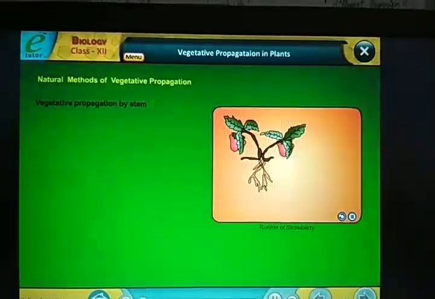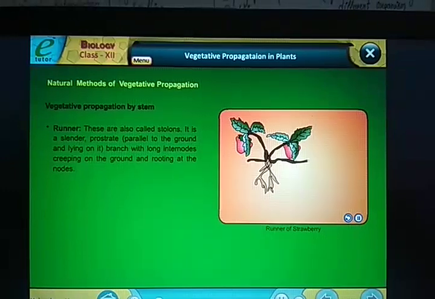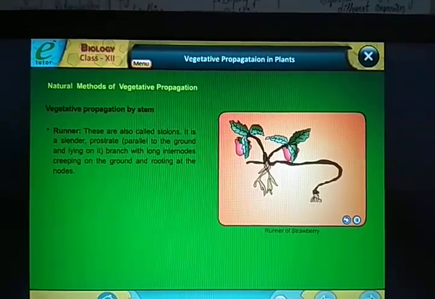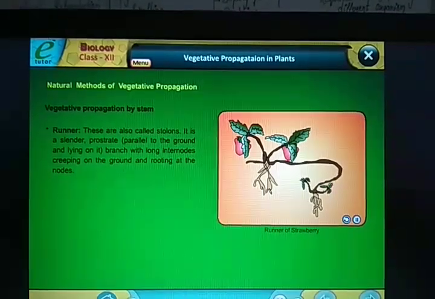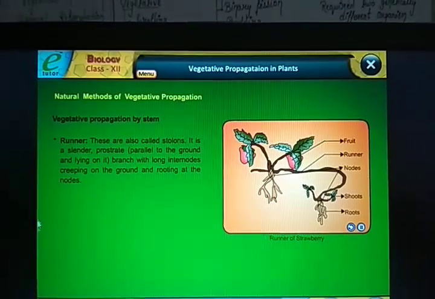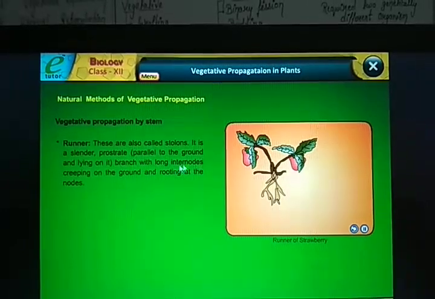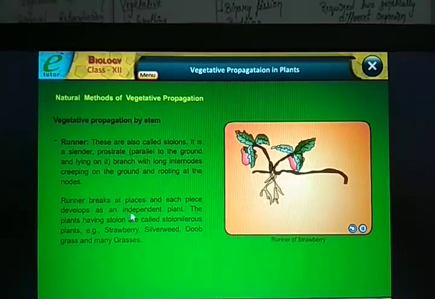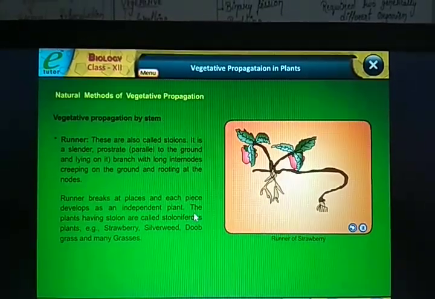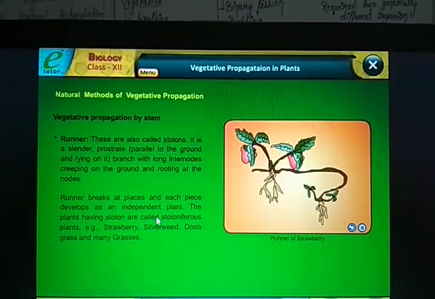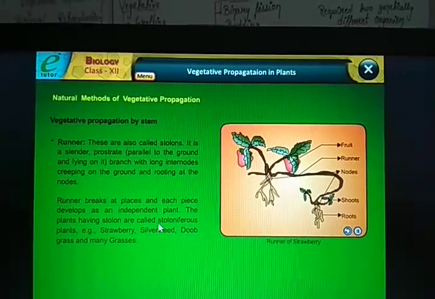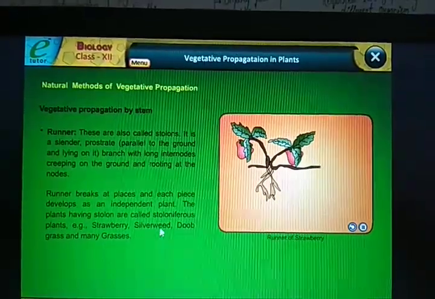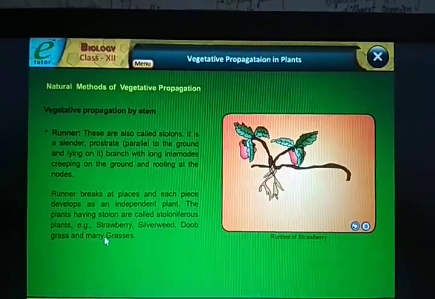The next slide. Runners. These are also called stolons. It is a cylindrical, prostrate branch with long internodes creeping on the ground and rooting at the nodes. A runner breaks at places and each piece develops as an independent plant. The plants having stolons are called stoloniferous plants. For example, strawberry, silverweed, doob grass, and many grasses.